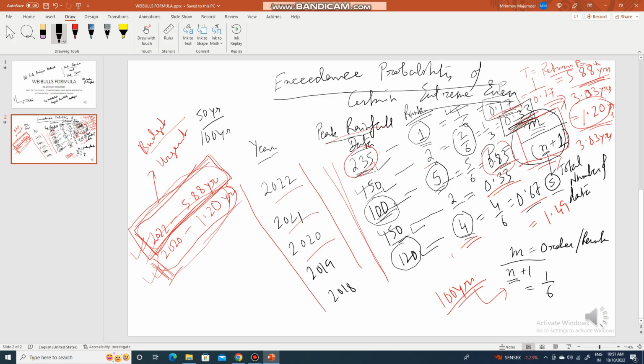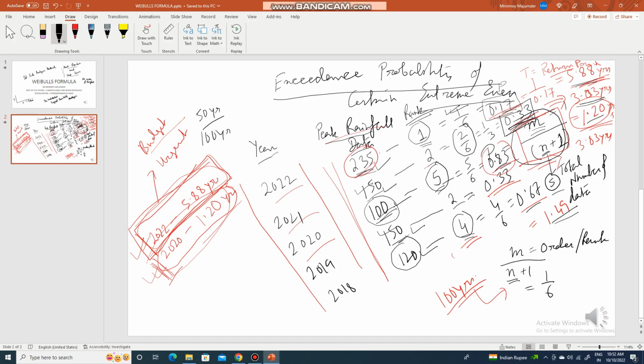For the highest event of the last 5 years, you see the return period is 5.88 years. Then the next highest event has a return period of 3.3 years, 3.03 years. Then the next one has a 1.49 year return period, and ultimately the worst rank holder, that is the least magnitude among the 5 data available, has a return period of 1.20.